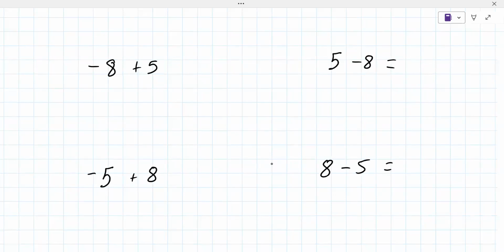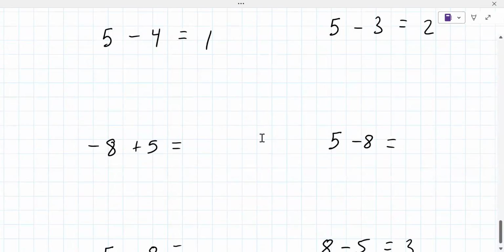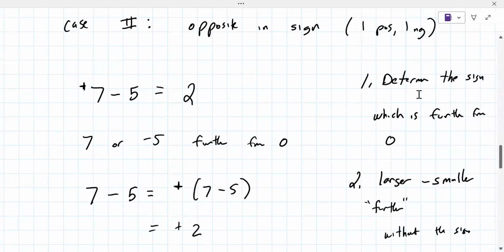All right. So here's a few more for you to look at here, please. 8 minus 5 would be 3. 5 minus 8. Does that go with the same thing as before? Like what's further? These are all opposite signs. So would I do the same thing with the negative or closer to 0? You have to follow the recipe. You have to determine the sign first. You figure out which is further from 0. That dictates the sign. You have to do that every time.